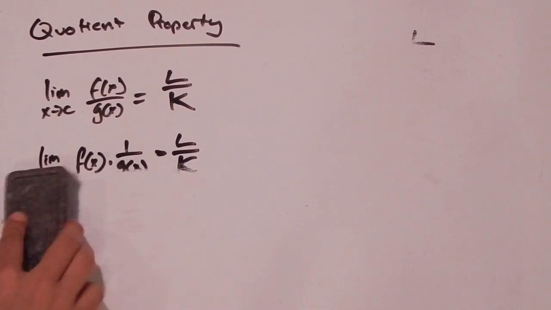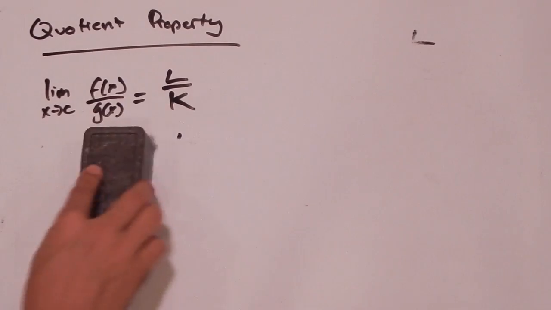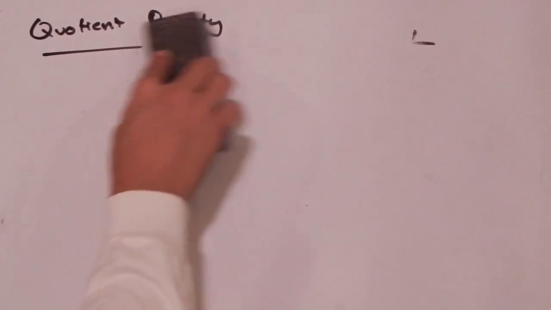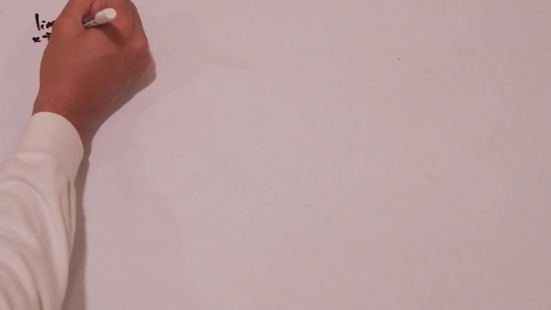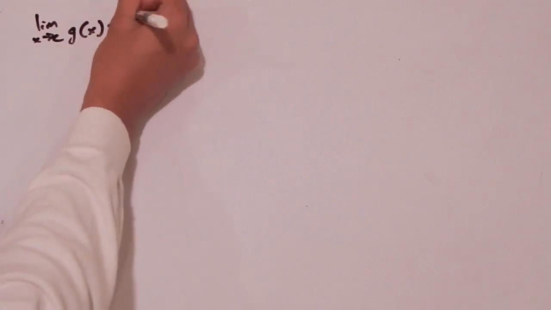And it is much more complicated than you might think. It's pretty roundabout. It is pretty confusing, but it is mathematically rigorous. So if you stick with me through this proof, it should hopefully make sense. So what we're saying is we know that the limit as x goes to c of g(x) is equal to K. And what we want to prove is that the limit as x goes to c of 1 over g(x) is equal to 1 over K.